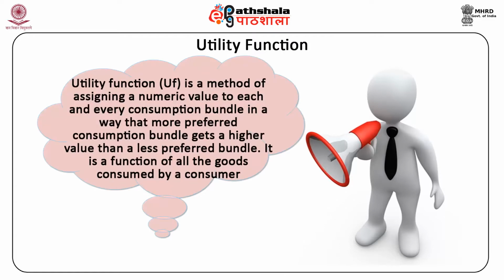To measure utility, we need a function which enables us to assign a number to each consumption bundle so that we can compare the satisfaction derived from each consumption bundle. In simple words, a utility function UF is a method of assigning a numeric value to each and every consumption bundle in a way that a more preferred consumption bundle gets a higher value than a less preferred bundle. It is a function of all the goods consumed by a consumer.